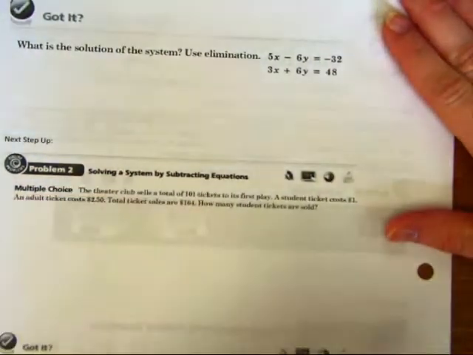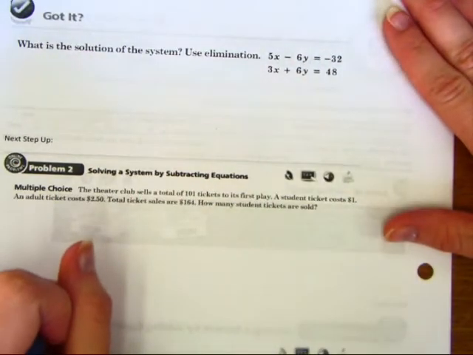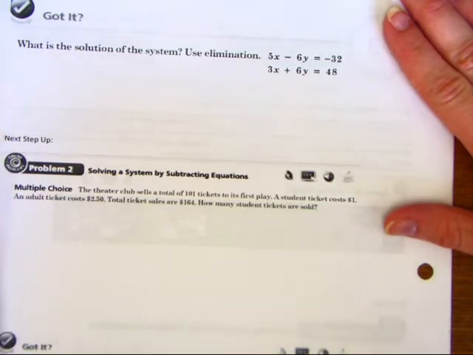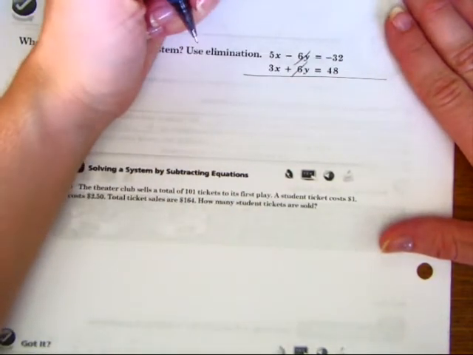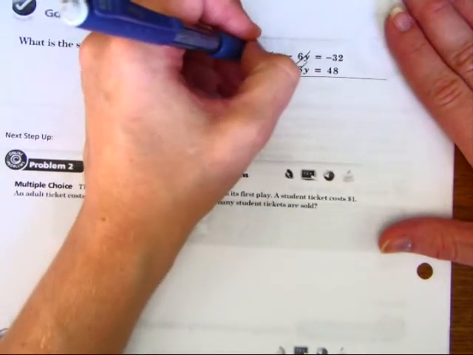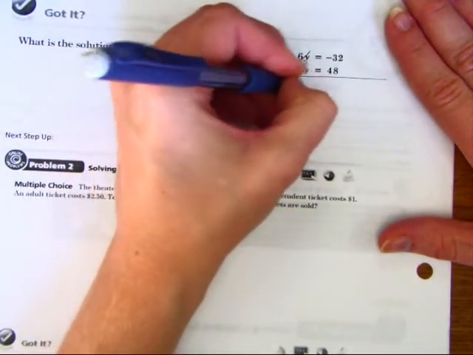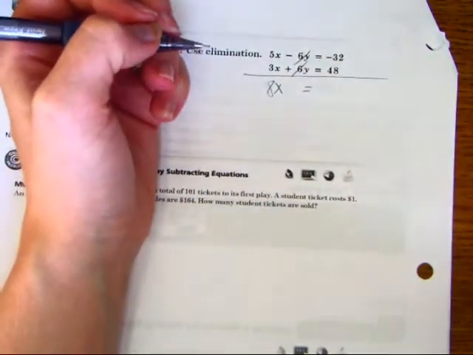Notice in this problem, again, it just so happens that the y's cancel out. It's not like you always have to cancel out the y's. It's just that these really lend themselves to y, because -6 and 6, guess what? Boom, they cancel each other out, right? So you get 5 and 3 makes 8x, and -32 and 48.